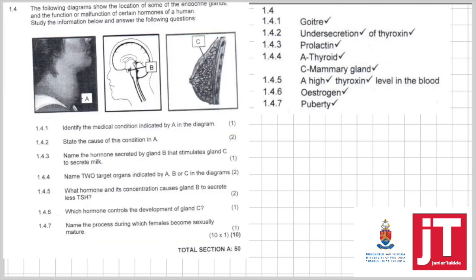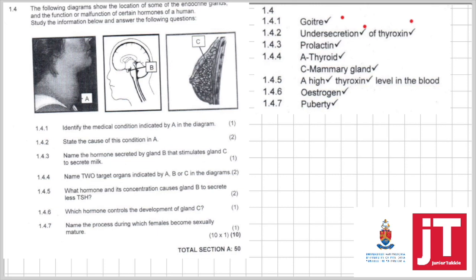Right. 1.4. The following diagram shows the location of some of the endocrine glands and the function or malfunction of certain hormones of a human. Study the information below and answer the questions that follow. 1.4.1. Identify the medical condition indicated by A. Now, can you see this person's neck? And can you see by her thyroid gland it's a bit swollen? So we know that condition is goiter. 1.4.2. State the cause of the condition in A, goiter. That is caused by an undersecretion of thyroxine.